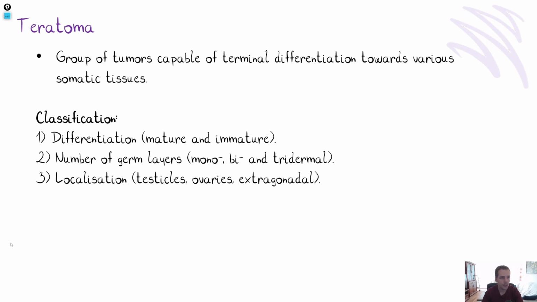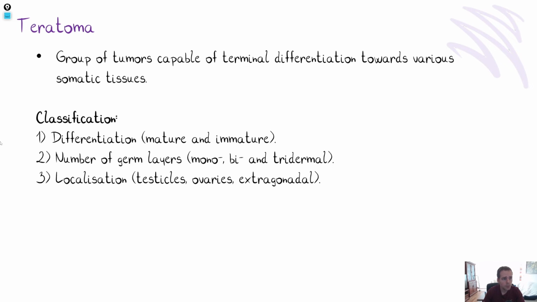And we will finish with teratomas. Teratoma is not one tumor, it's a group of tumors, and it can be quite misleading. Teratomas are defined as the tumors capable of terminal differentiation towards various somatic tissues. So it's usually a mixture of multiple somatic tissues, basically everything. You can see skin here, adipose tissue, neural tissue, respiratory tissue, and so on.